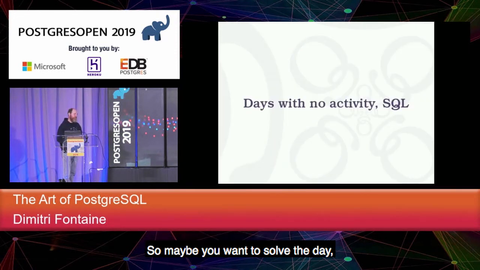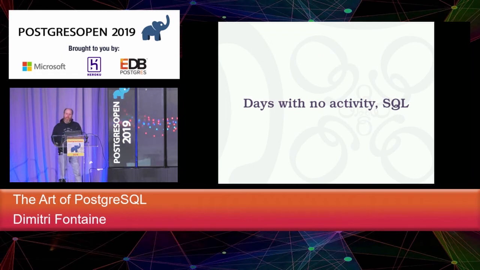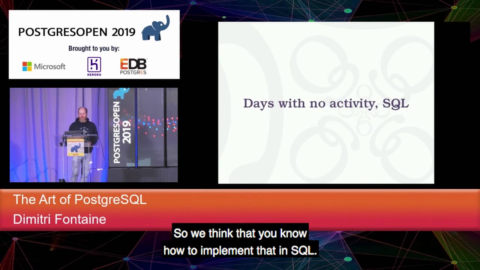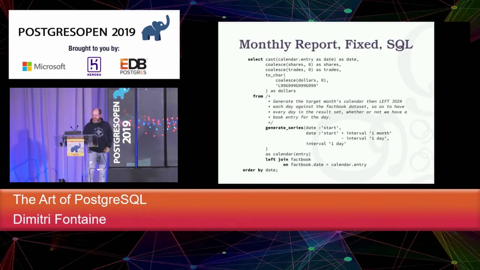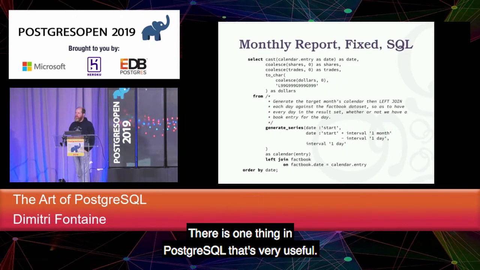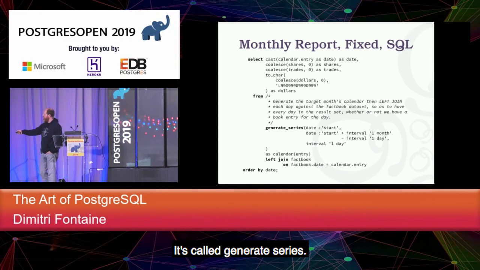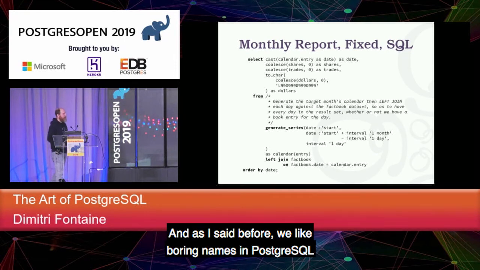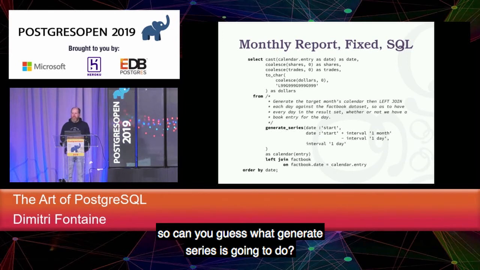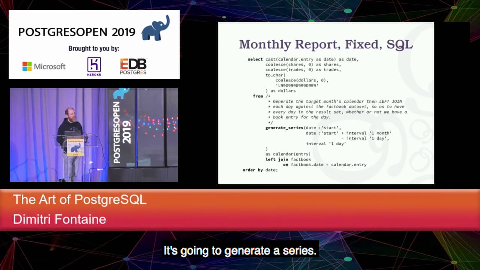So maybe you want to solve the days with no activity in SQL. So who thinks they know how to implement that in SQL? Like, just a gut feeling. Okay. So let's see. There is one thing in PostgreSQL that is very useful. It's called generate_series. And as I said before, we like boring names in PostgreSQL. So can you guess what generate_series is going to do? It's going to generate a series.